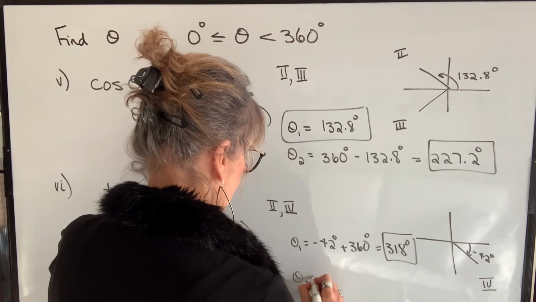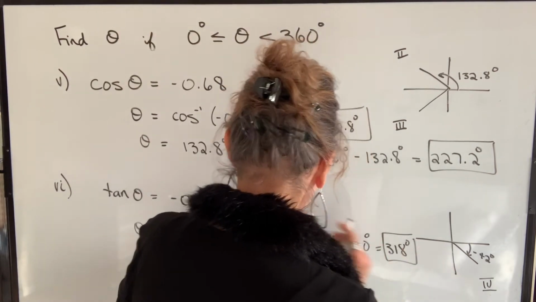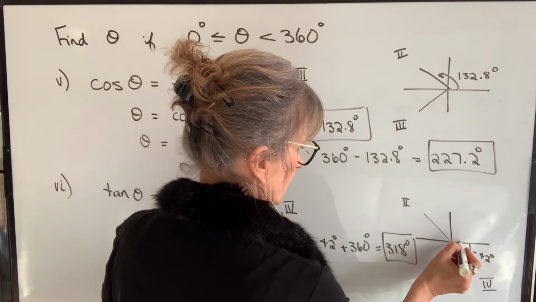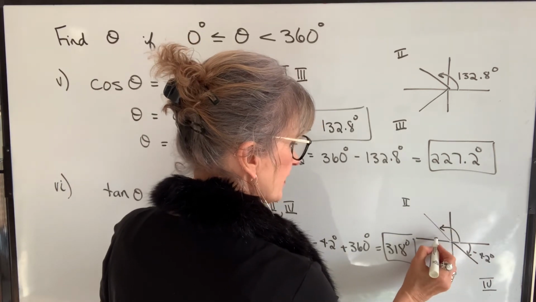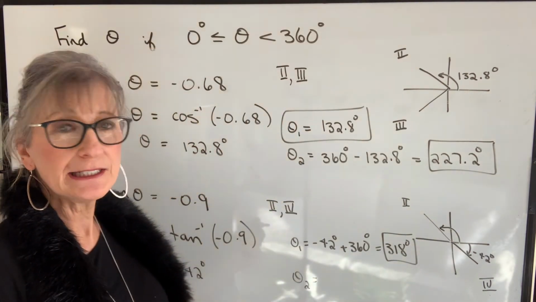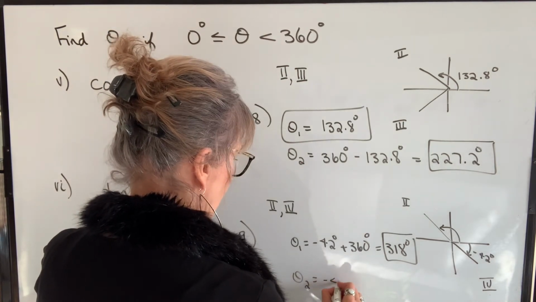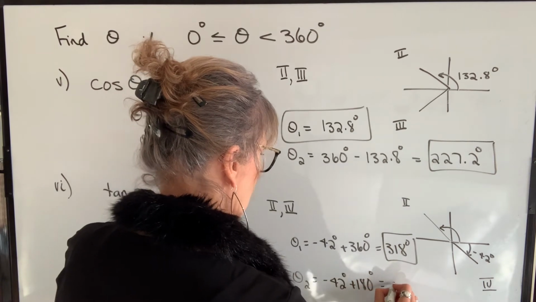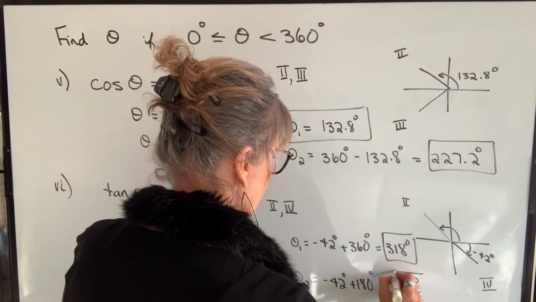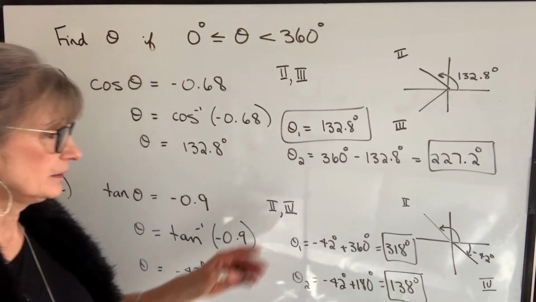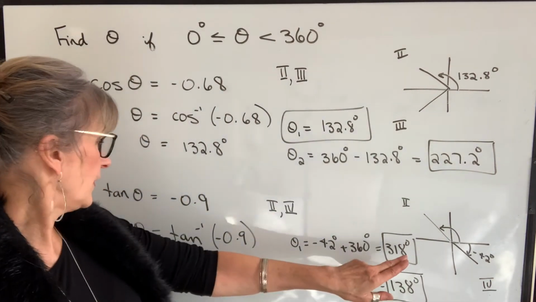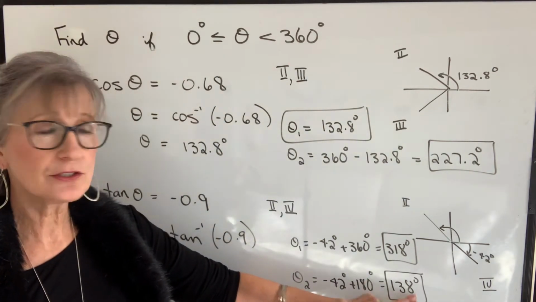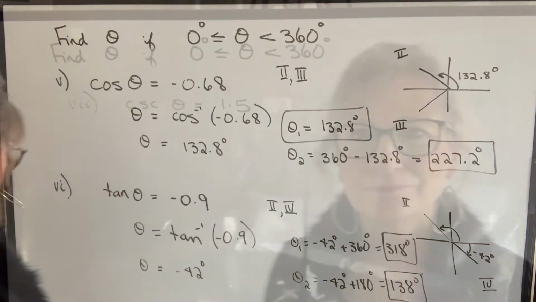The second angle or answer will be in quadrant 2. To get this rotation, we subtract 42 degrees from 180, or you can think of it as negative 42 degrees plus 180, which would be 138 degrees. So again, you can make sure it's negative 0.9: find the tangent of 138 degrees, and check to see that it's negative 0.9.